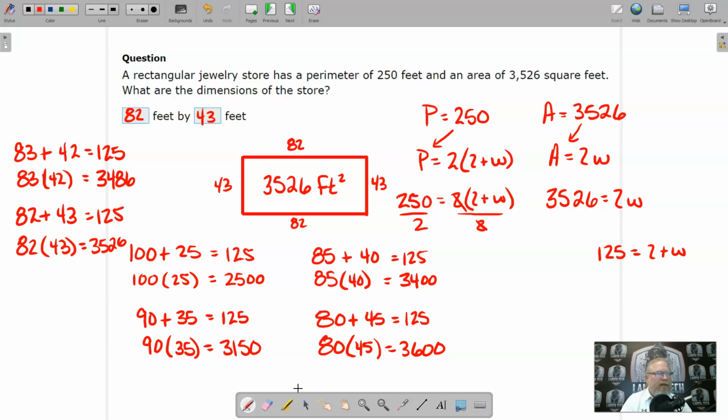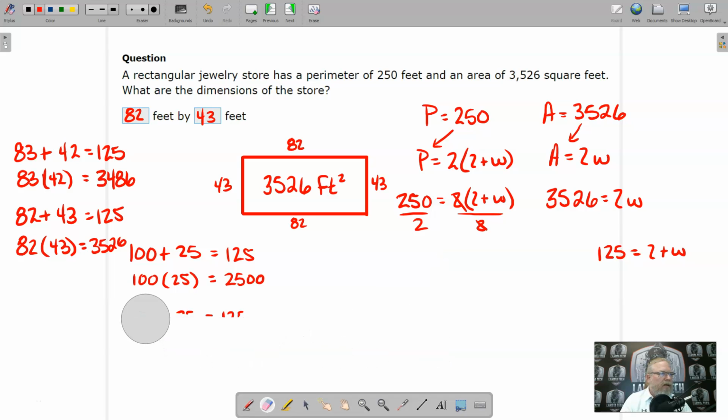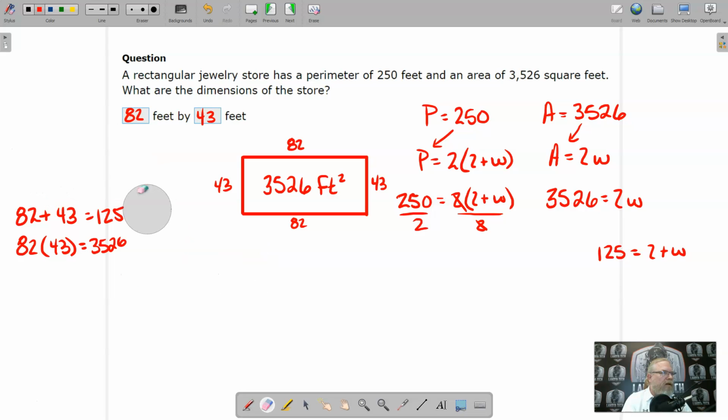And I'm going to go ahead and show you that now. I'm going to go ahead and erase all of this here. And we'll leave our one true answer there, the 82 one. Now, let's take this 3526 length and width, and let's think of length is x and width is y. So 3526 would be equal to x times y. And we want x and y, right?